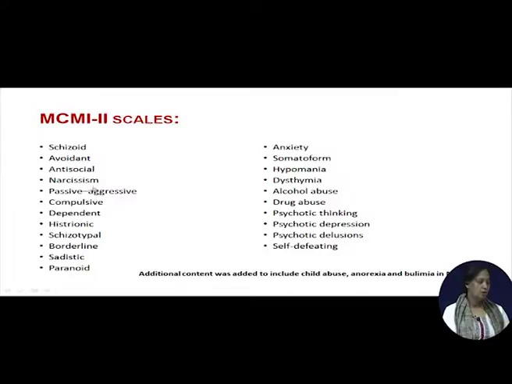The schizoid, avoidant, antisocial. I will not get into details of this. You can look it up. I will give you some links for you to look it up. So, basically the MCMI scales deal with these variables, and in MCMI 3 the additional content includes child abuse, anorexia and bulimia.